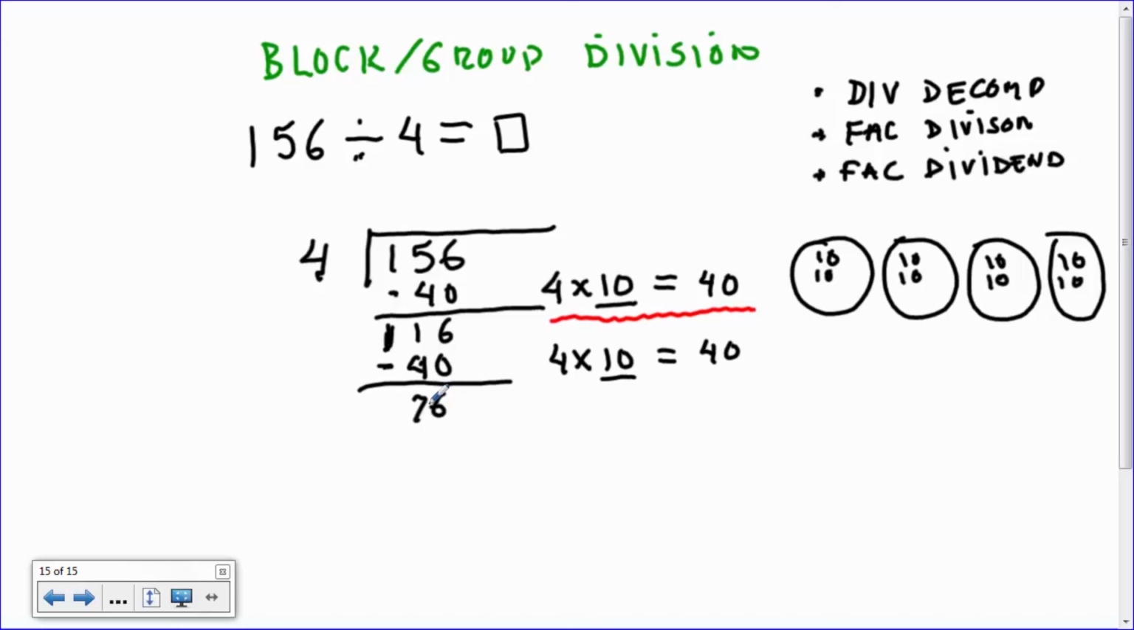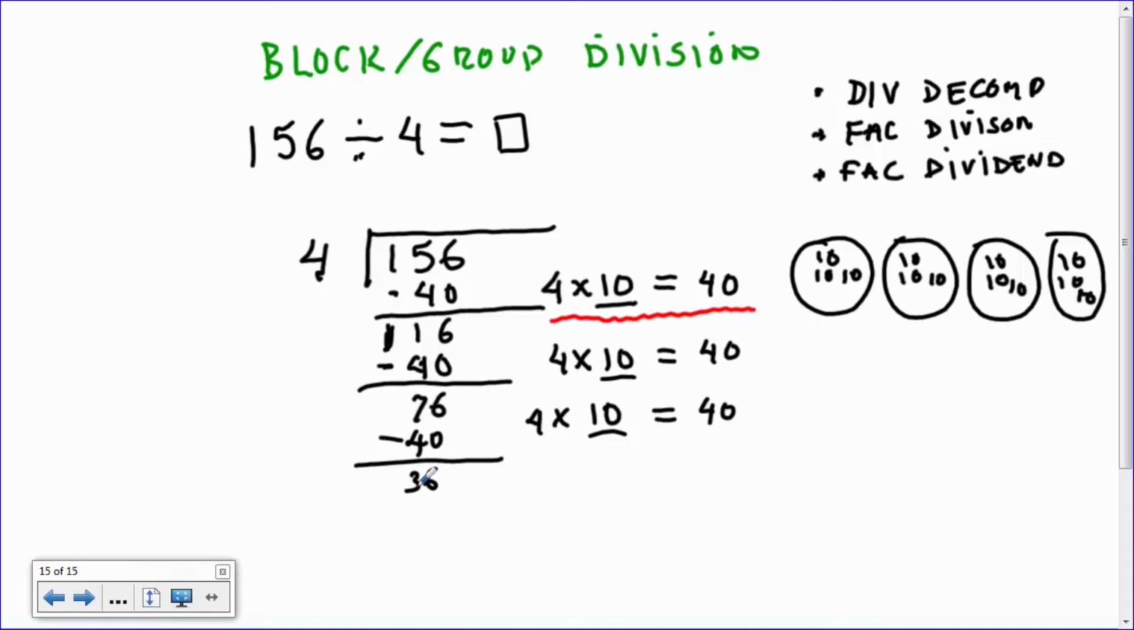And I say, well, I've got 40 more in there. I'm going to do that again. So I've gotten rid of 40 more. And so now I put 10 more in each one of these. And now I've got 30 in each of those groups, okay? And so I get rid of that. That leaves me with 36.